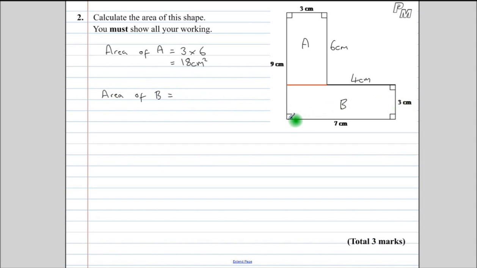Well, we've got a long side here which is 7 and a width here which is 3. We don't want to use this 4 because that's not the whole length of this rectangle. So we're going to do 7 multiplied by 3, which is 21 centimeters squared. So the total area is going to be 18 plus 21, which is going to be 39 centimeters squared.